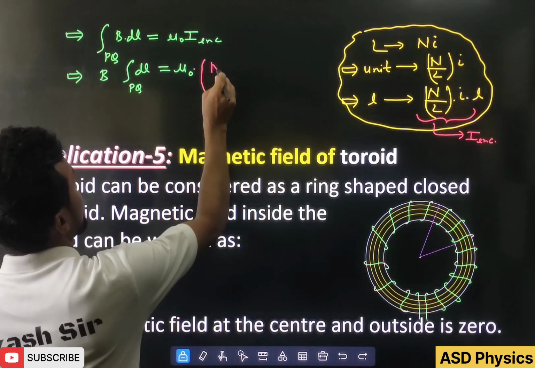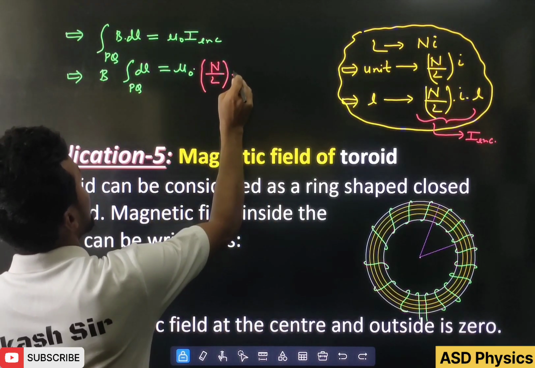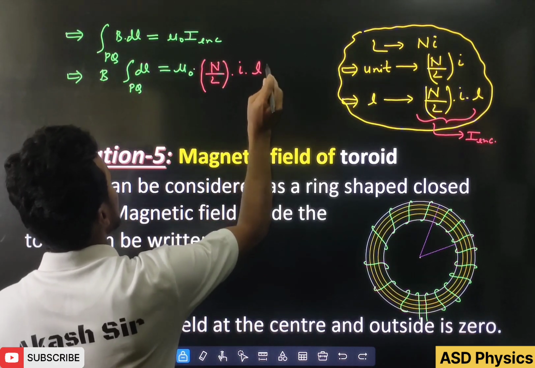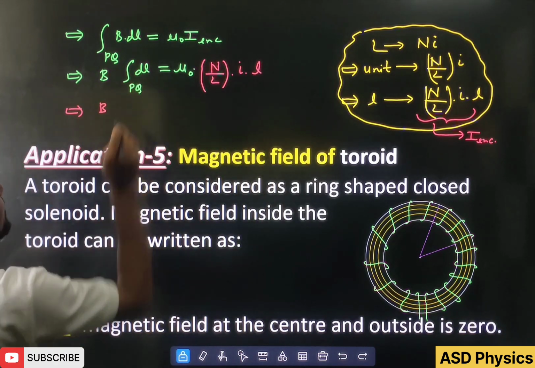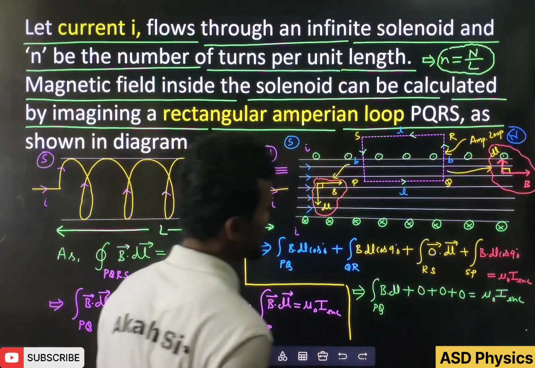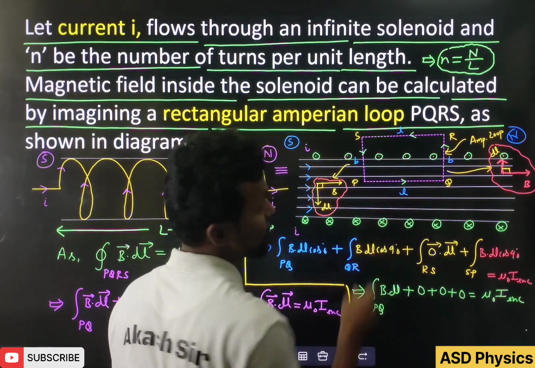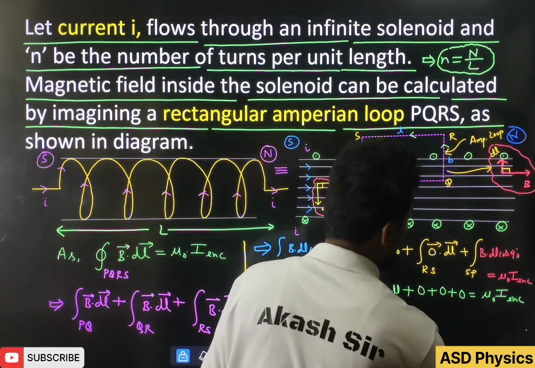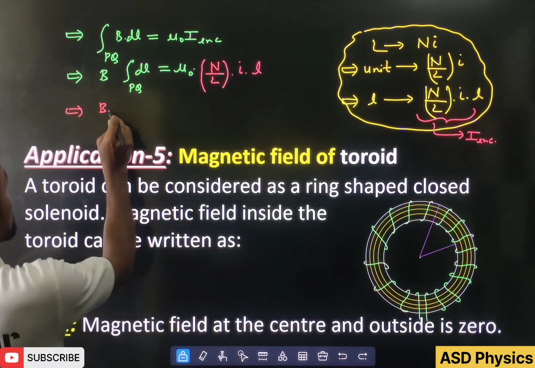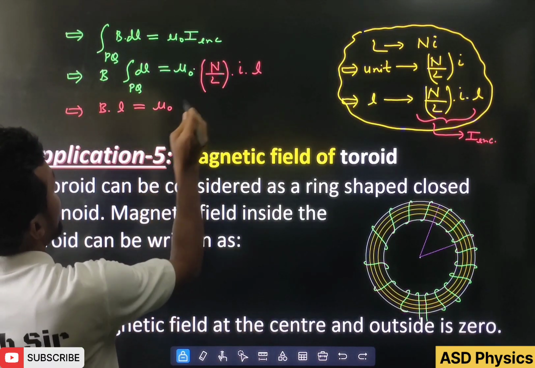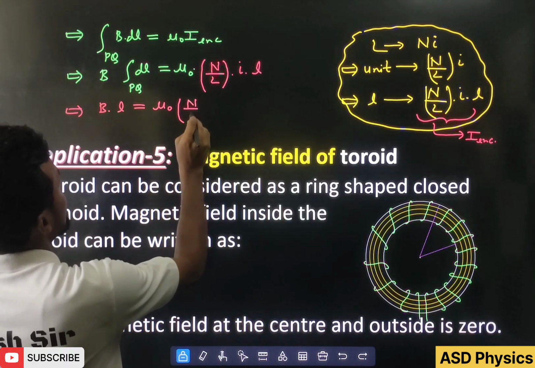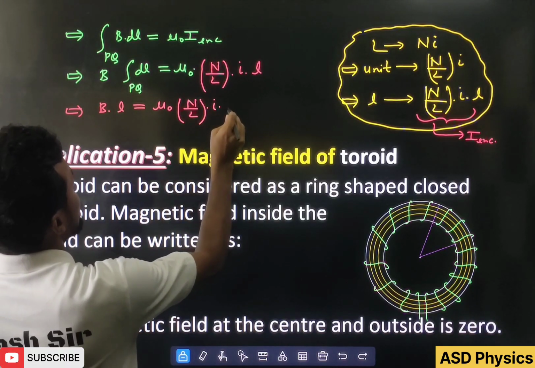Now I enclosed, I can write here, N by L into I into small L. So now we can write here C, and integral P to Q. What is the length? See here, P to Q, what is the length? Length of the Amperian loop is L, is it? So I can write here, B into L is equal to mu naught N by L, and after that I into L.